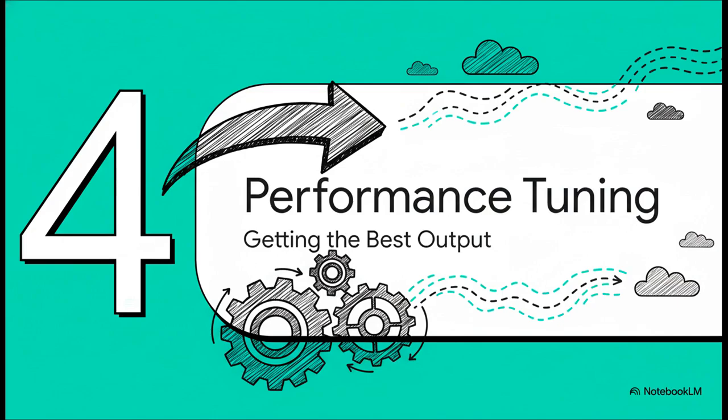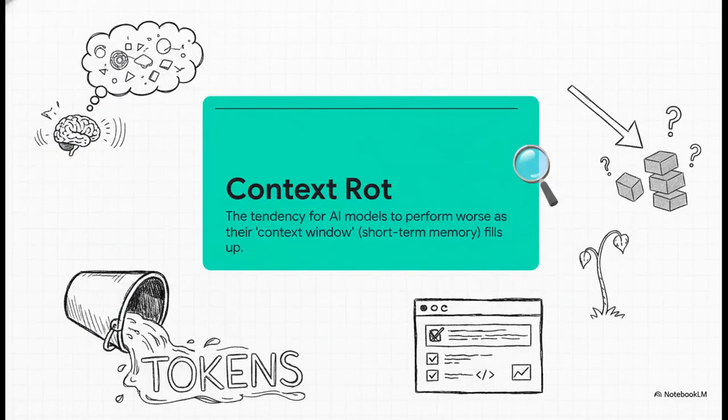Okay, our app is looking great, but how do we keep getting this level of quality, especially as our project gets bigger and more complicated? Well, that's where performance tuning comes in. And really, it all boils down to managing Claude's memory. The big concept you need to know here is something called context rot. Just think of Claude's context window as its short-term memory. It holds all the information for your conversation in these little units called tokens.